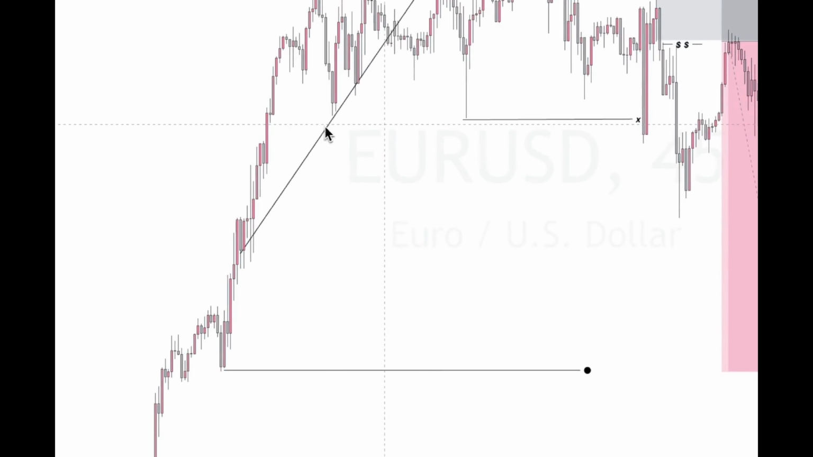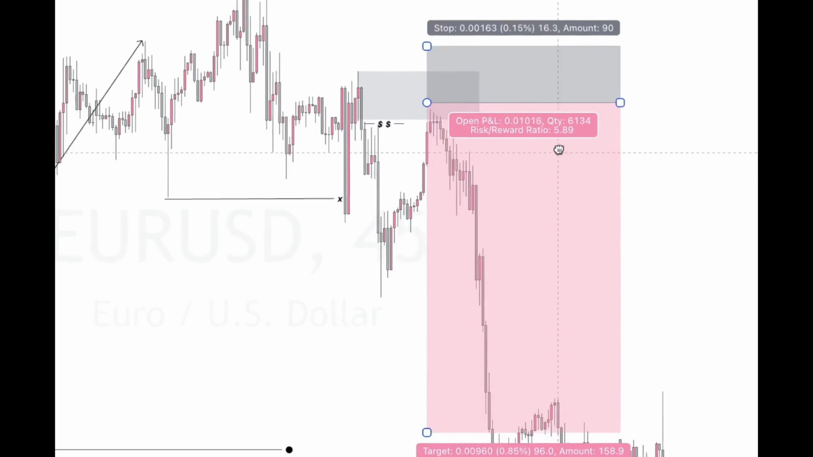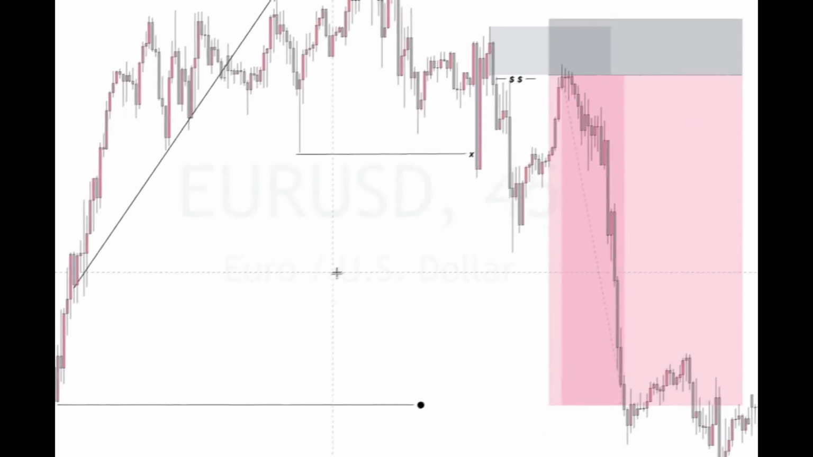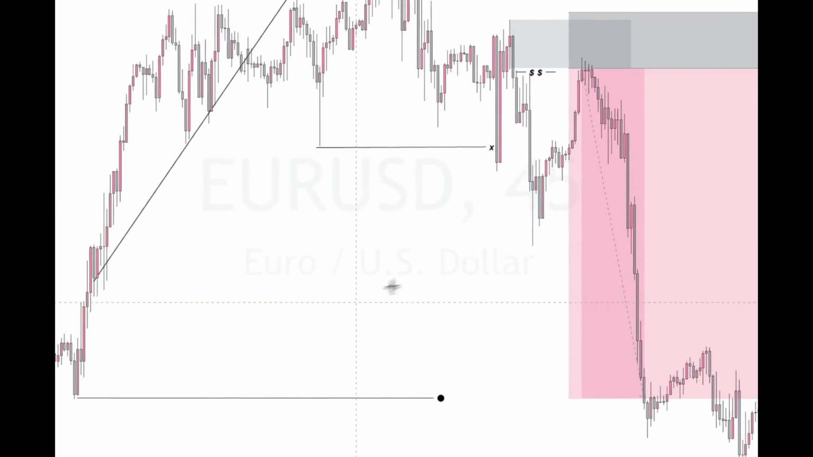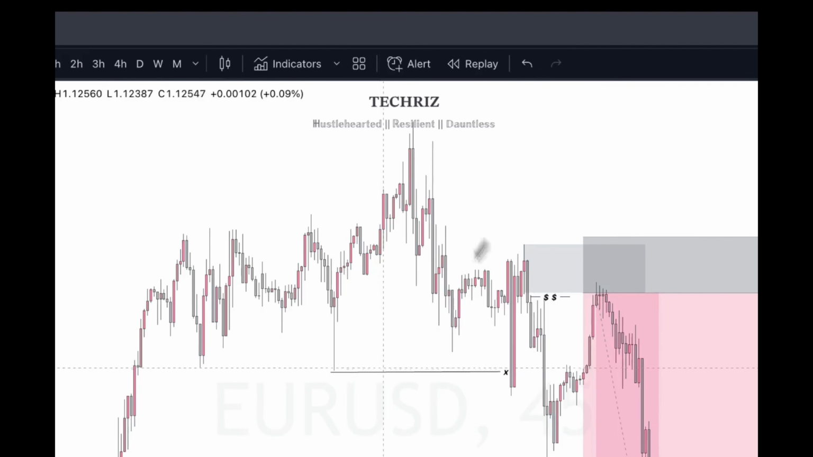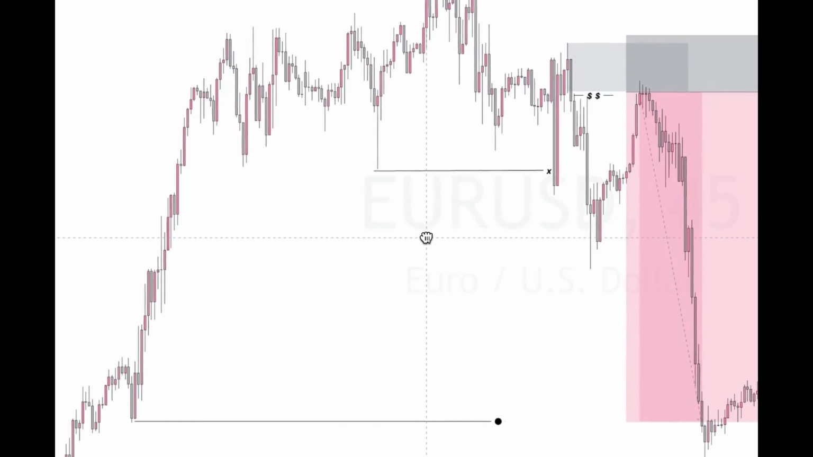This is a 5 RR setup. A very easy 5 RR setup. 5.89 RR setup. Leverage this on your prop firms, your broker, or your MT4 and MT5. You should be in for stupid money.